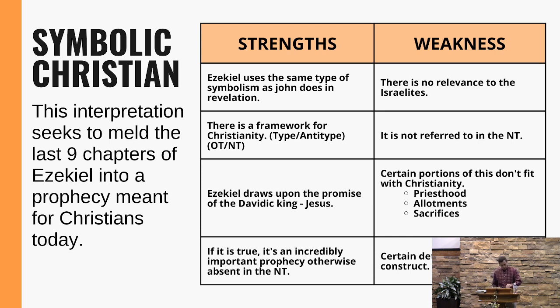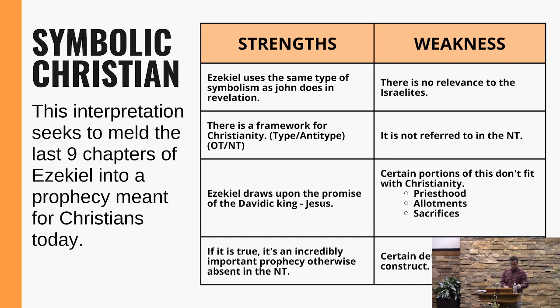Certain portions of this prophecy simply don't fit with Christianity. The priesthood, the allotments, the sacrifices, different things like that, they just do not fit. And so we're left with our last possible interpretation, which again, I gave you a spoiler earlier, is what we're going to go with: apocalyptic. There are a lot of strengths, not a whole lot of weaknesses. But let's talk about the weaknesses first.